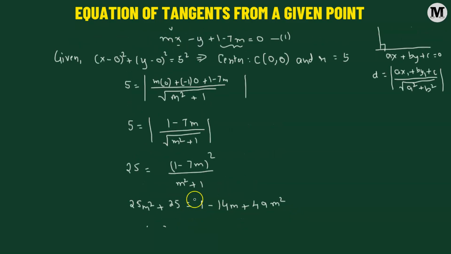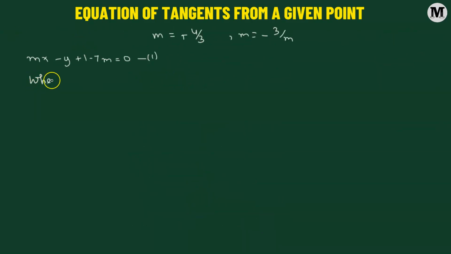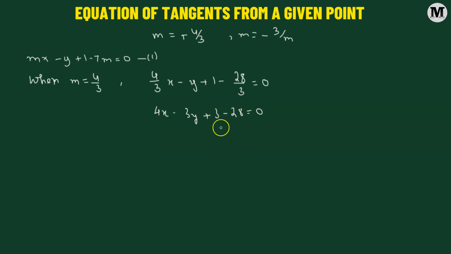Now that we have the values of m, we can substitute them back into equation number 1. So let's start with m equals 4 over 3. We have 4/3 times x minus y plus 1 minus 7 times 4/3, so we have 28 over 3, equals 0. Multiplying throughout by 3, we get 4x minus 3y plus 3 minus 28 equals 0. Or simply put, we have 4x minus 3y minus 25 equals 0. So this is the equation of one of the tangent lines.